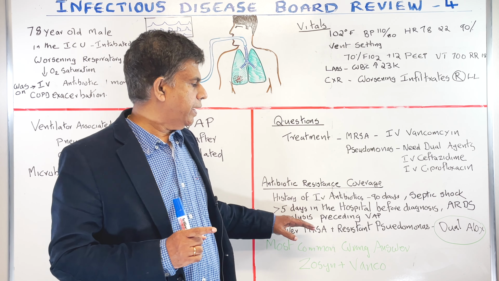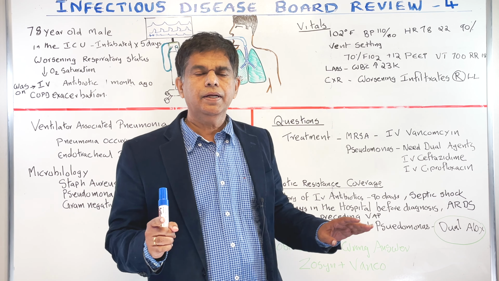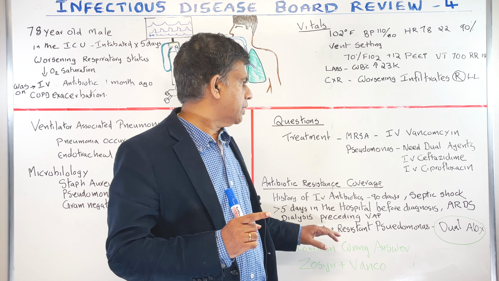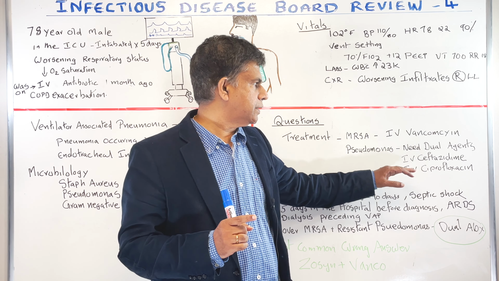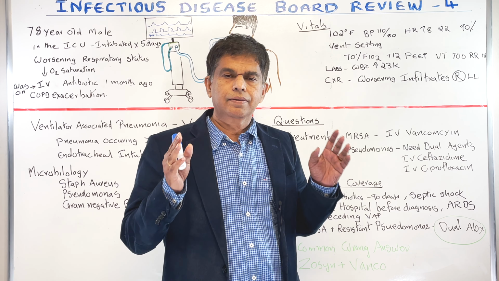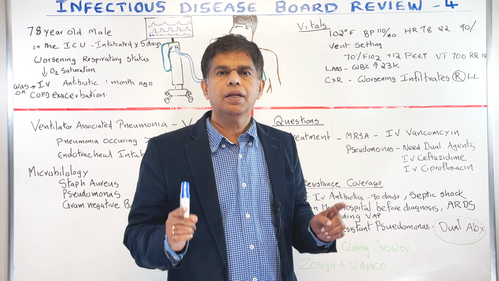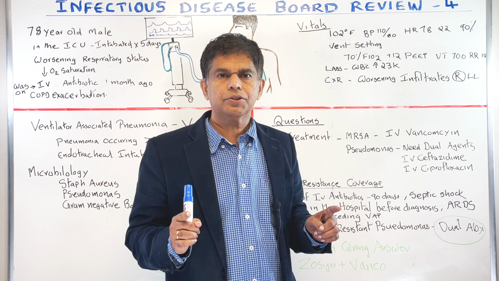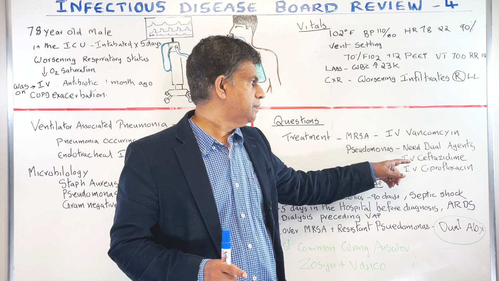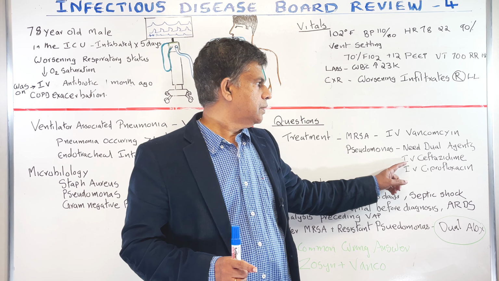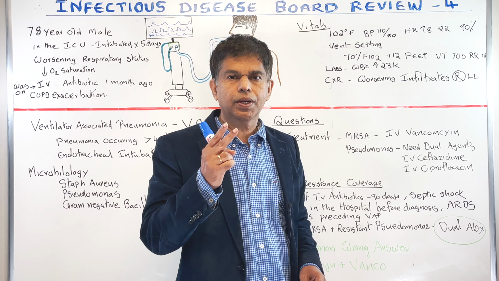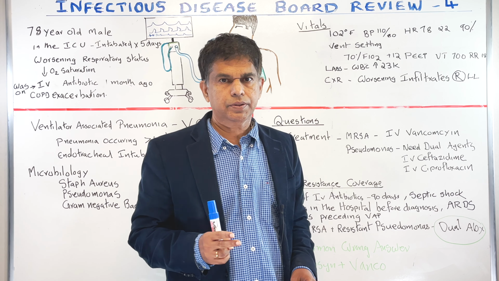So you need to cover MRSA with vancomycin, and then you do dual antibiotic therapy. You can use ceftazidime and ciprofloxacin. Those are the combinations currently recommended. But remember, you need dual antibiotic therapy to cover Pseudomonas, and you cover MRSA. So for MRSA, we use vancomycin. For Pseudomonas, we use 2 drugs, IV ceftazidime and IV ciprofloxacin. Remember, 2, dual antibiotic coverage for Pseudomonas.